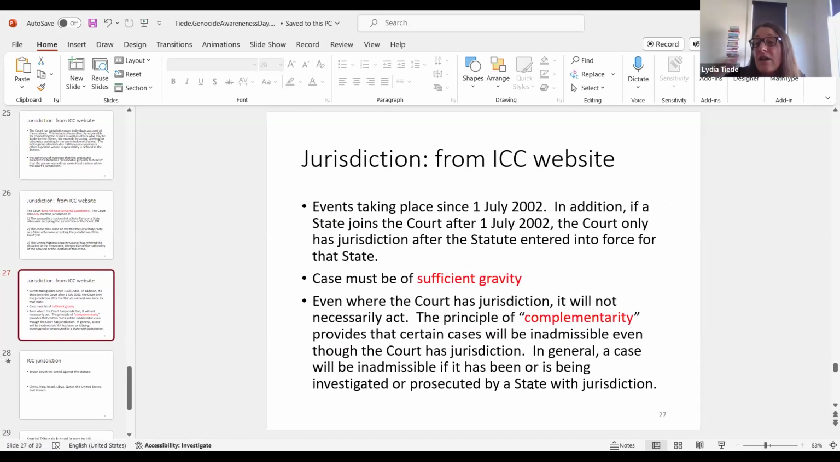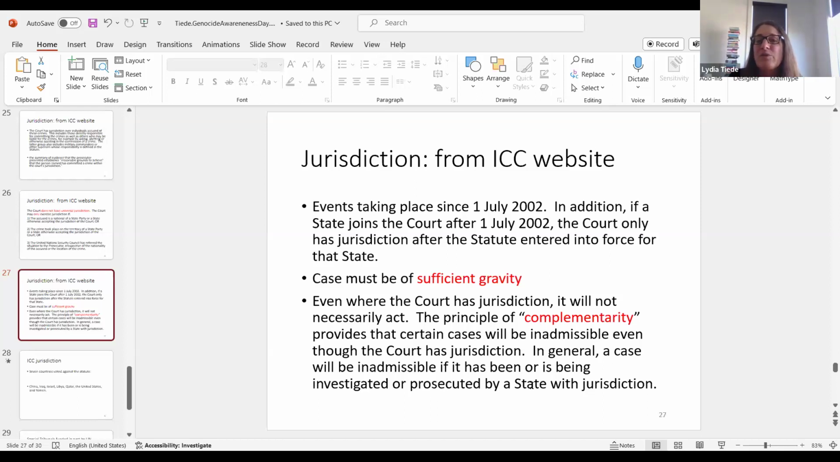Other limitations are it doesn't hear any crimes that occurred before July 1st, 2002. That's because it didn't exist. So they can't go back in time. It can only exist from the time that the treaty was ratified and went into force and forward. So even though there's horrible things that happened in the past, if they were before this 2002 date, it can't be heard by this particular court. Now, domestic courts might be able to, right? So the Germans can still hear their cases against German former Nazis, right? But the ICC couldn't.